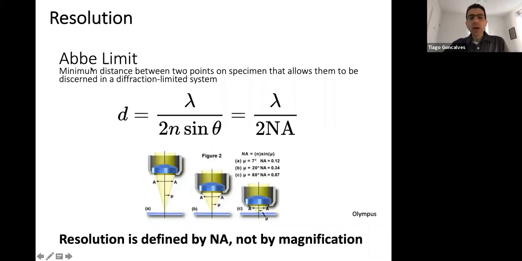But it was a limit put forward by this guy Abbe, who worked for the Zeiss microscope company back in the 1800s, I think. And he postulated that the minimum distance that you're able to resolve with a microscope is going to be lambda, which is your excitation wavelength or your emission wavelength, divided by 2 times the numerical aperture.